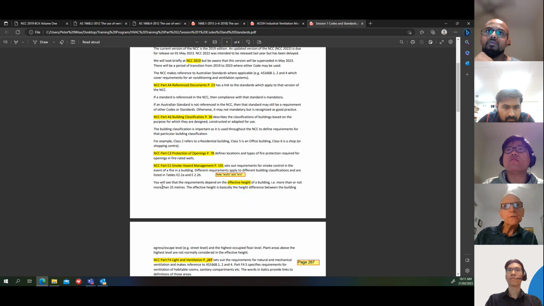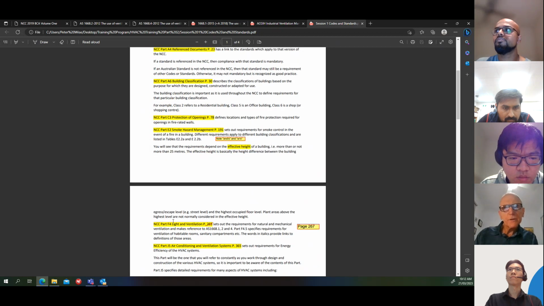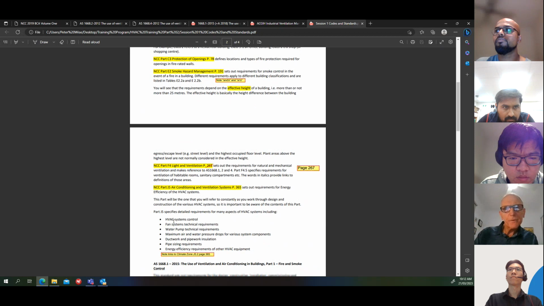I just want to mention to you, you'll see requirements depend on the effective height of a building. That is, whether it's more than or not more than 25 metres high. I don't know whether you're familiar with effective height, but this is important. The effective height is basically the height difference between the building egress or escape level. So for example, the street level where you come out of the building to escape from the building.